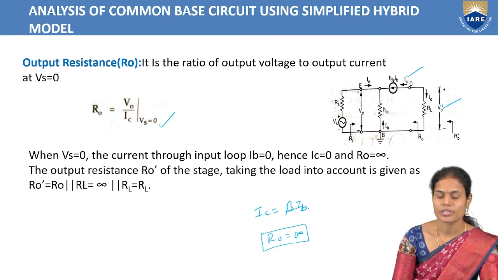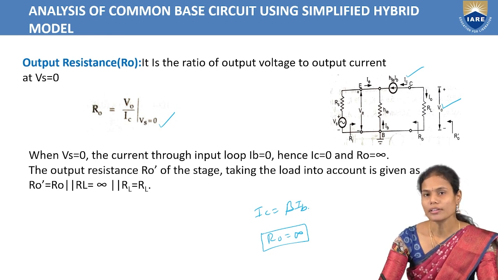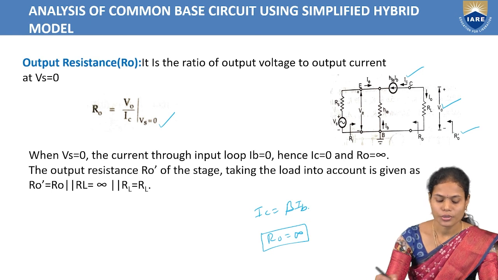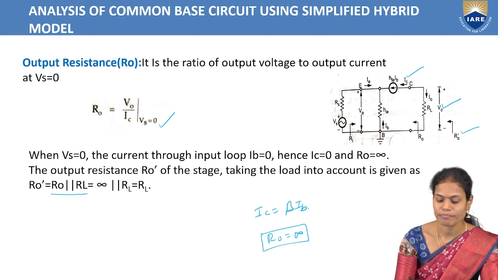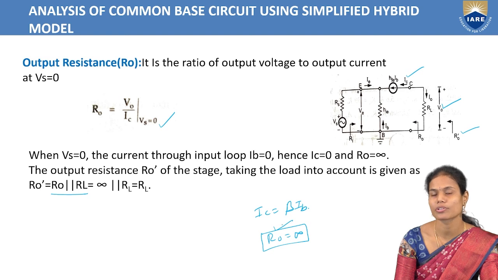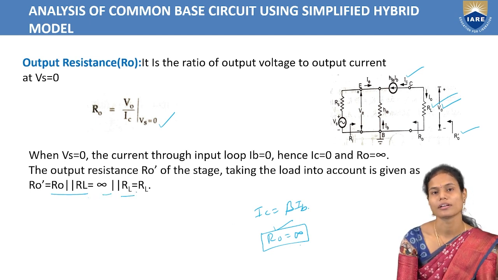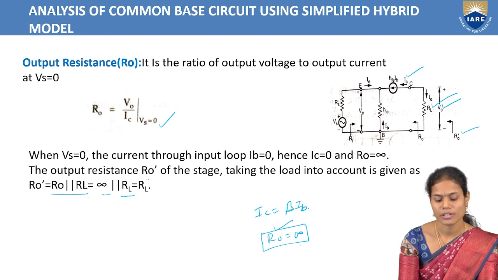This is for the hybrid circuit, but for the amplifier, if we find the overall output resistance, I am indicating it here as R0 dash, that is equal to the parallel combination of R0, the hybrid equivalent circuit resistance, as well as the load resistance of the amplifier. So if you take the parallel combination of the two, here the R0 value is infinity and the load resistance is RL. So infinity in parallel with RL means we will get RL. So R0 dash is equal to RL in the case of common base configuration.